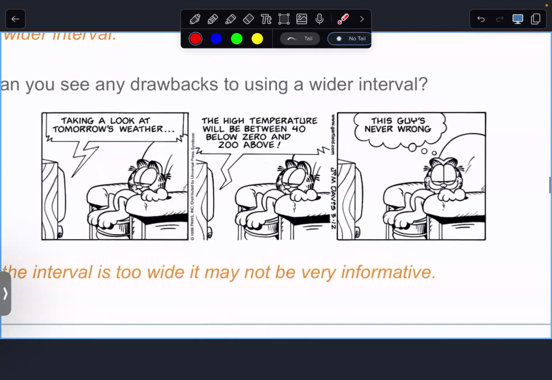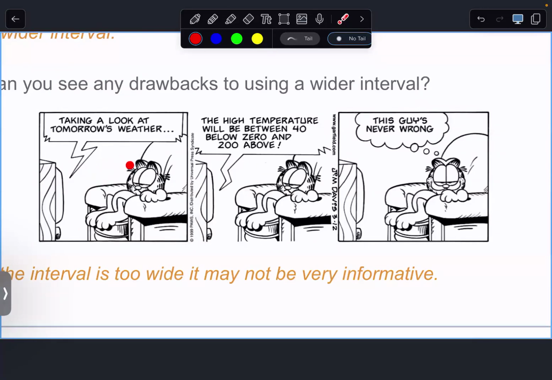But kind of a cute cartoon. Taking a look at tomorrow's weather, the high temperature will be between 40 below and 200 above. This guy's never wrong. So he's very confident, but not very precise. And that's why the default is 95%.